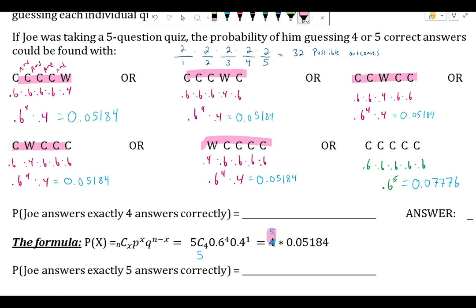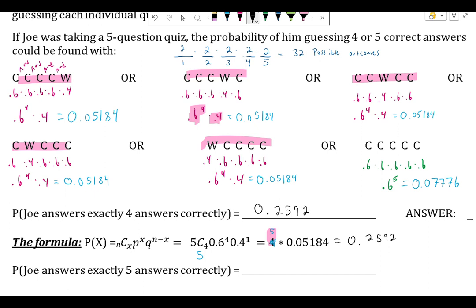And each of those 5 ways has the same calculation. It is 0.6 to the 4th times 0.4. So 5 times 0.05184 is 0.2592. Again, I'm doing this off screen with any old calculator.